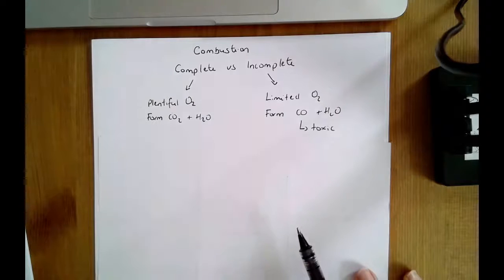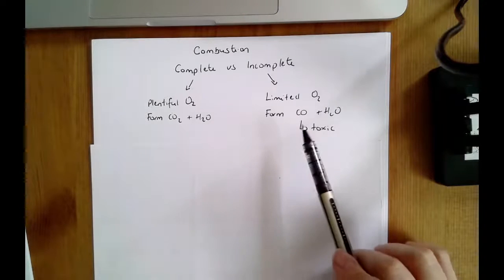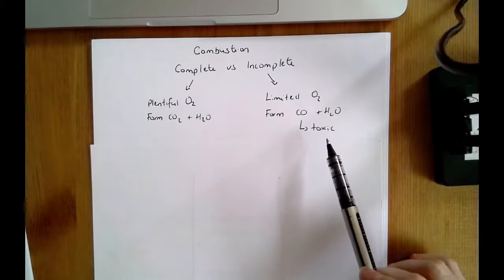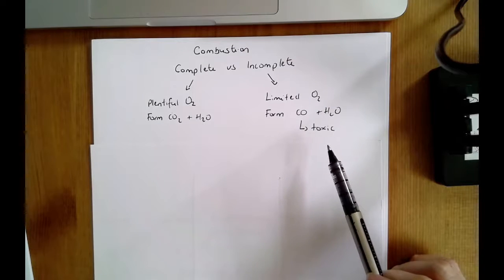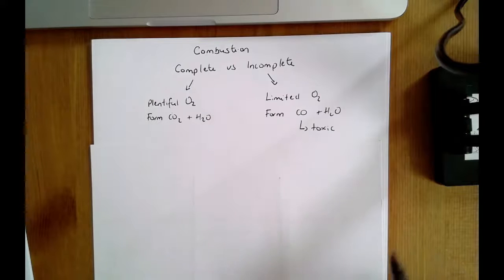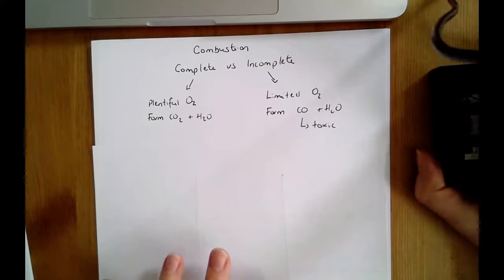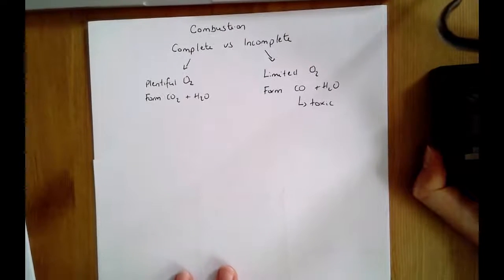water. The danger of incomplete combustion is that carbon monoxide is toxic. So it's not just enough to say dangerous or harmful. You have to say toxic or poisonous. They can also ask you to write equations for the combustion. They'll tell you if it's complete or incomplete.